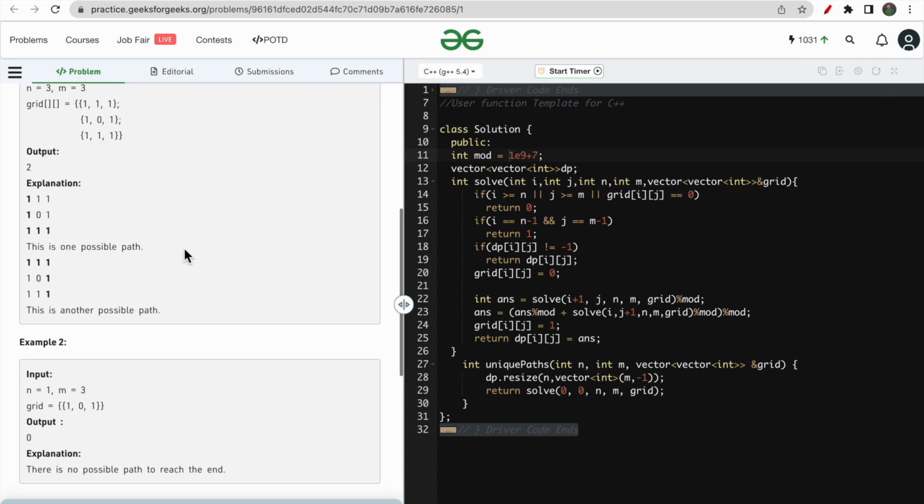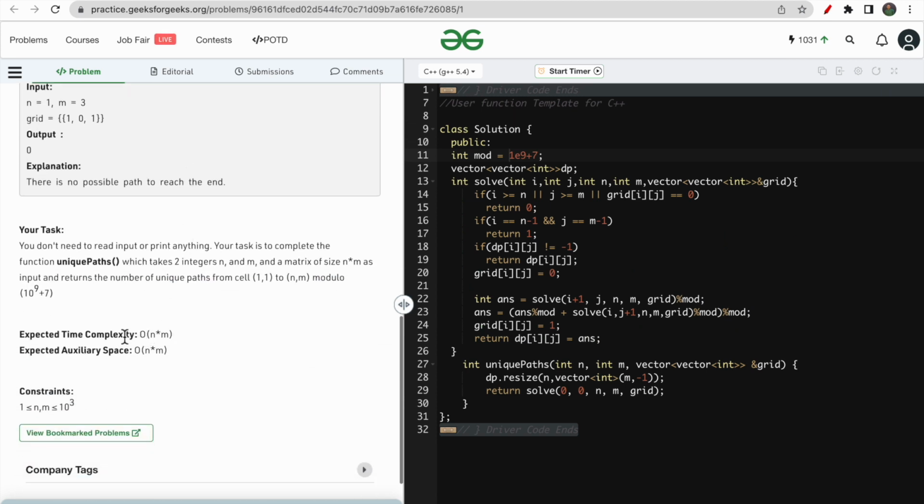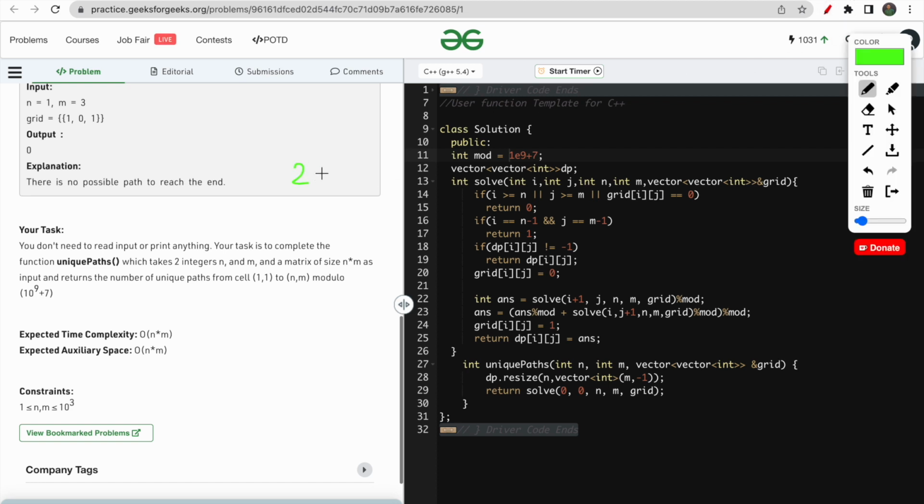Now talking about the time and space complexity. Here the time complexity would be big O of n into m, and also the space complexity would be big O of n into m. For this solution, if you would write only the recursive solution, it would be 2 to the power of n into m. But since we are using memoization, it reduced to big O of n into m. Got it? The number of subtrees formed would be reduced.